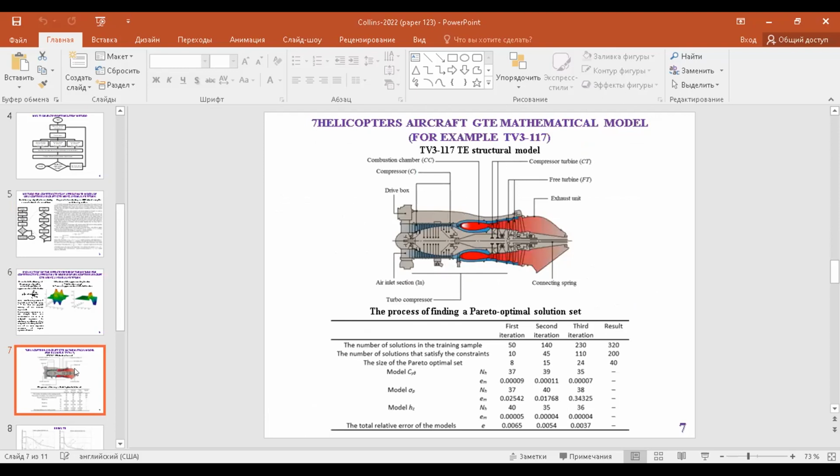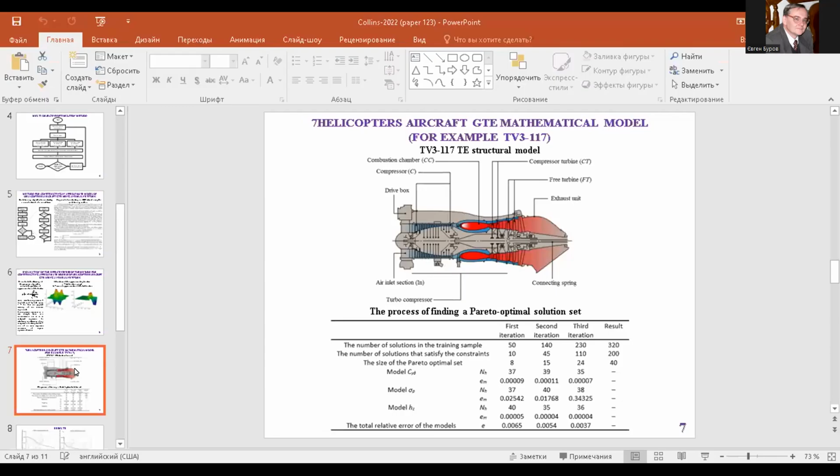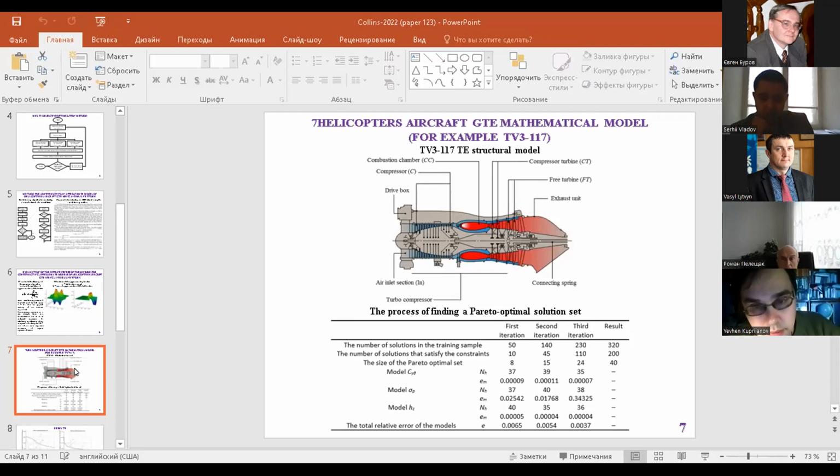To test the effectiveness, the problem was solved in accordance with the algorithm. At the first step, a training set of 50 decision vectors was generated in accordance with the central composite design for experiment with center of the face.